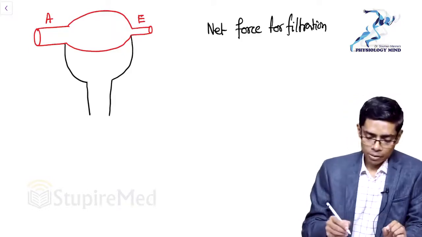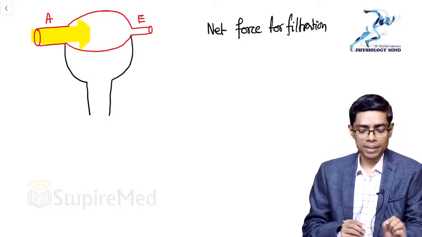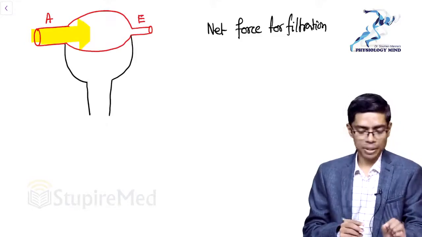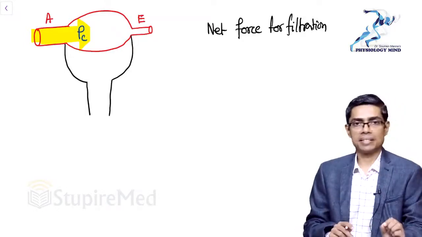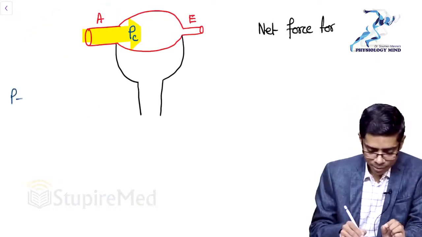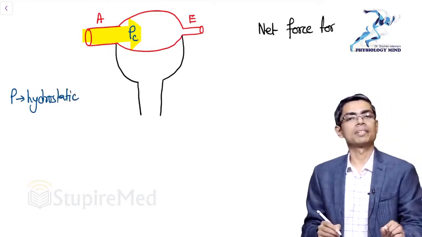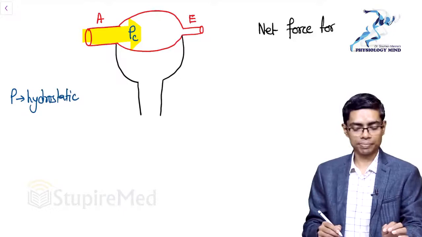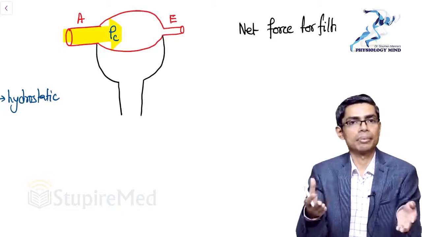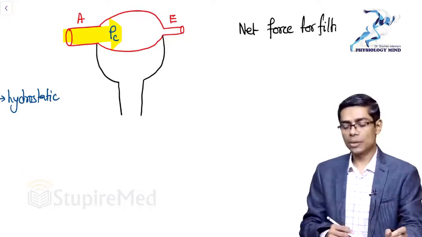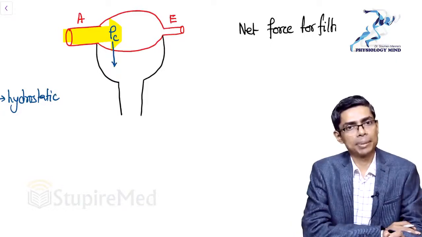What is that? Whenever some blood or water is flowing in this capillary region, it will have some hydrostatic pressure. Okay. So that is PC. I am denoting PC. So what is P? P stands for hydrostatic pressure, C for capillary. You know that hydrostatic pressure always tries to push the water into the other compartment. So what this capillary hydrostatic pressure will do, it will try to push the water from capillary to the Bowman's capsule.